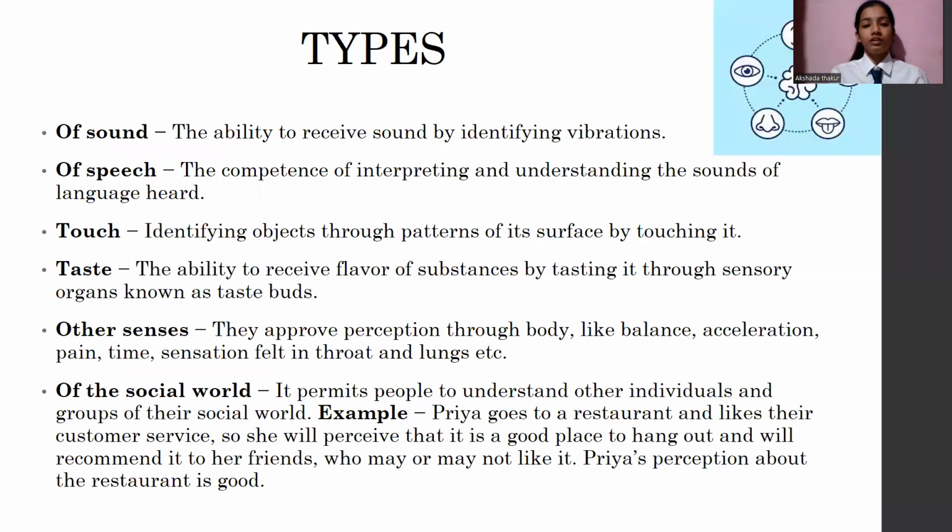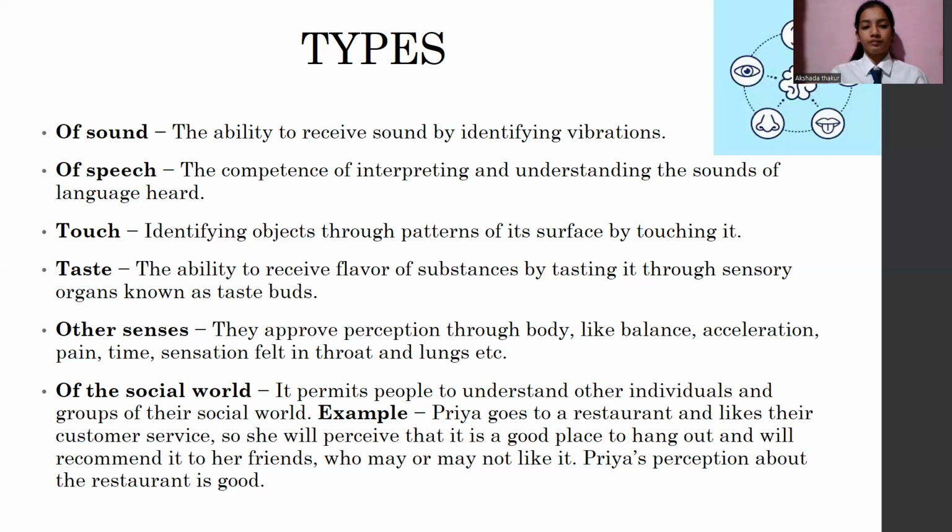Types. Sound: the ability to receive sounds by identifying vibrations. Speech: the competence of interpreting and understanding the sounds of language heard. Next, touch: identifying objects through patterns of their surface by touching them. Taste: the ability to receive flavor of substances by tasting through sensory organs known as taste buds. Other senses: they approve perception through the body like balance, acceleration, pain, time, sensation felt in throat and lungs, etc.